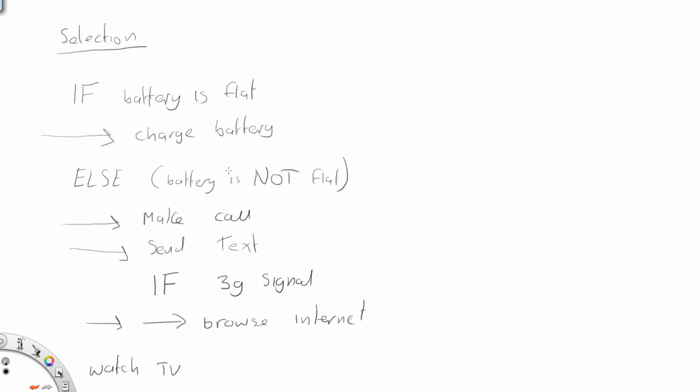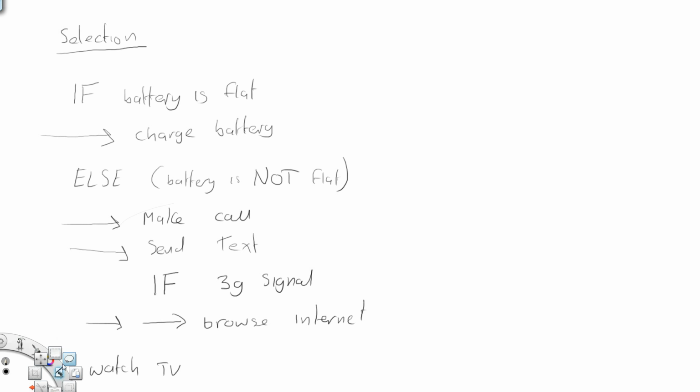So if the battery is flat, we'll charge the battery, then go watch TV. If the battery is not flat, we'll make a call, send a text message. If we've got a 3G signal, we'll browse the internet. If we haven't got a 3G signal, we will just not browse the internet and then continue to watch TV. So we'll end up watching TV regardless. But the structure here is that the things that happen as part of the if statement are indented, and if we nest if statements, then we indent those again.